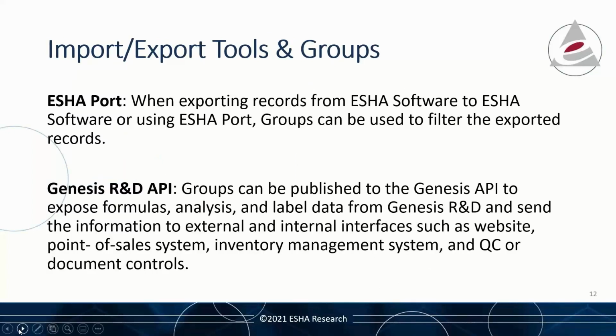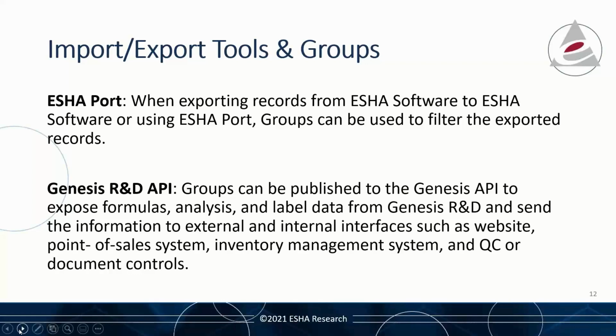I touched upon a few of the utilities, but I want to talk just a little bit more about these. ESHA port is the import-export utility available for Genesis. You can import or export batches of data using ESHA port. You can select specific fields, label images, and other information that you need to grab from Genesis and pull it out of the software. You can use groups to identify the items that you want to export. So whether that's ingredients or recipes, you can use the groups to export or, again, exclude records from being exported using Genesis and the ESHA port utility.